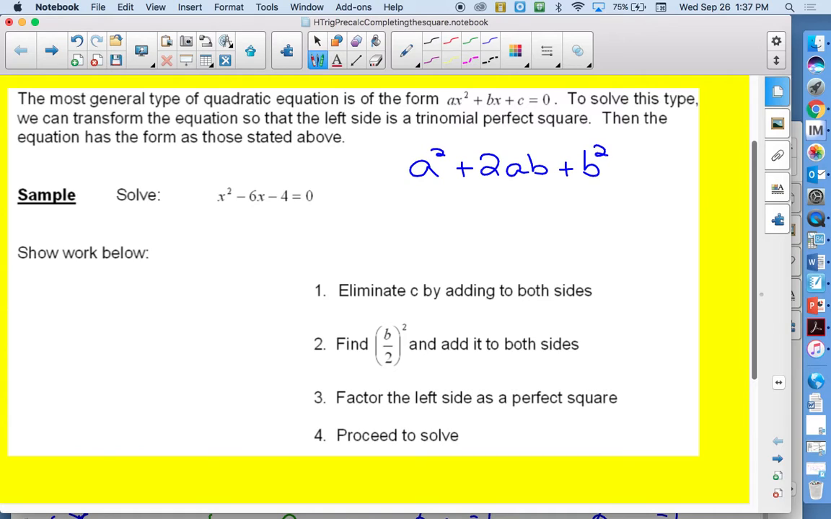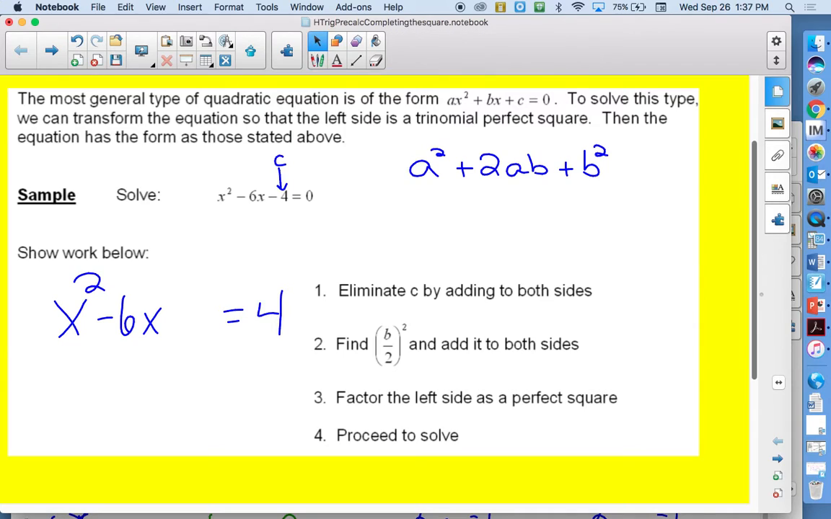The first step it says here is to eliminate c. That's the easy step. You got to do that for every single problem. So this is c. We need to take it to the other side. That's what eliminate means. So x squared minus 6x, not doing anything with that part, that's what we're trying to get into this perfect square form, equals 4. And I left a little blank there because we have to add a number to it to make it a perfect square. That number that you're adding is from part 2.